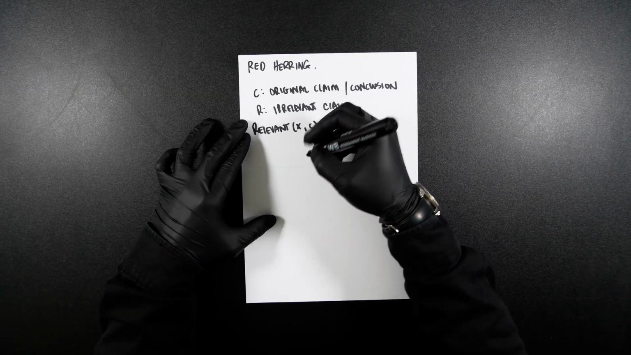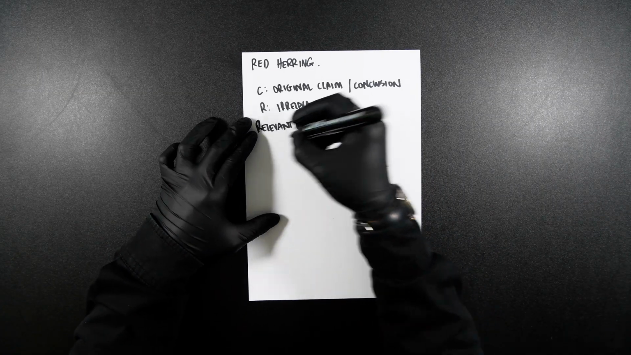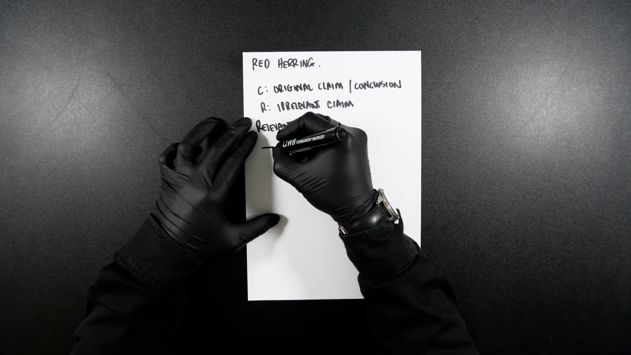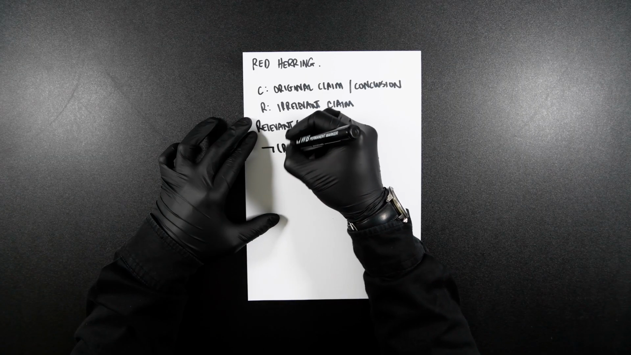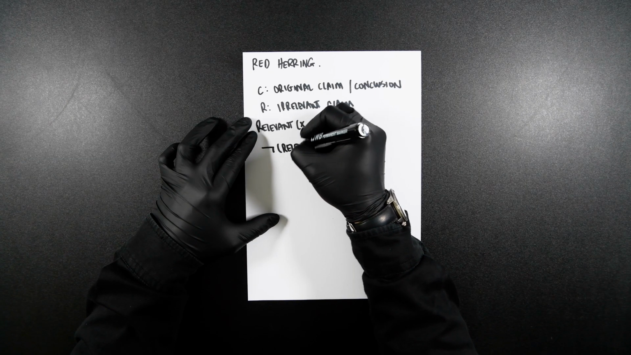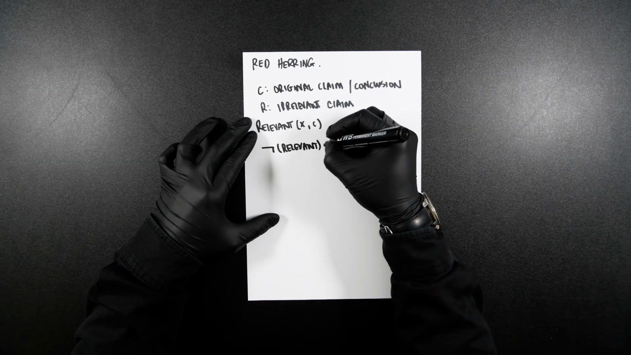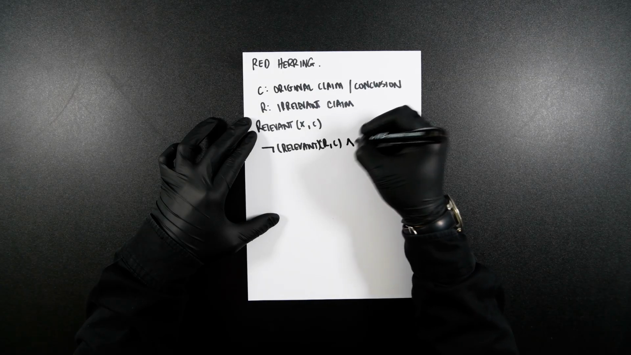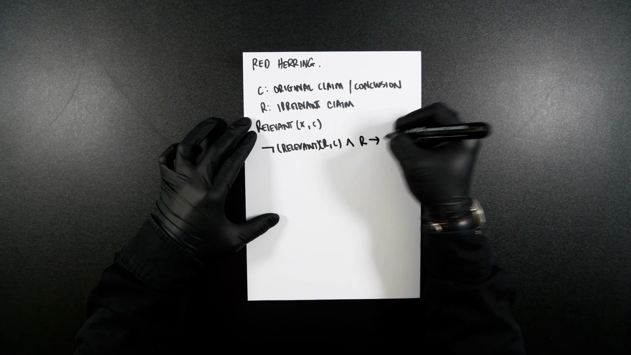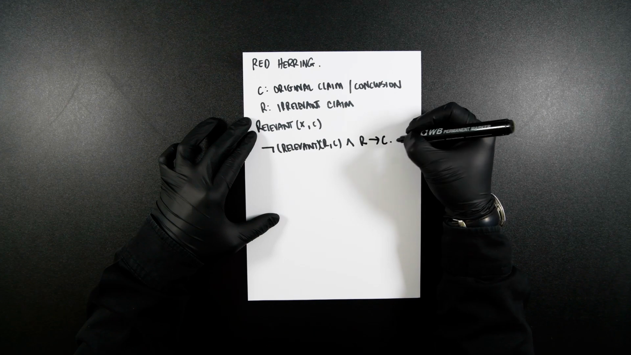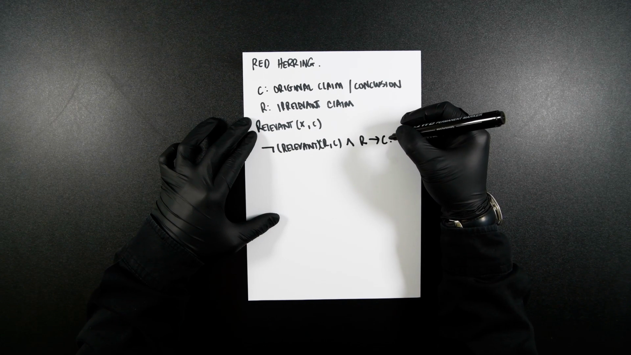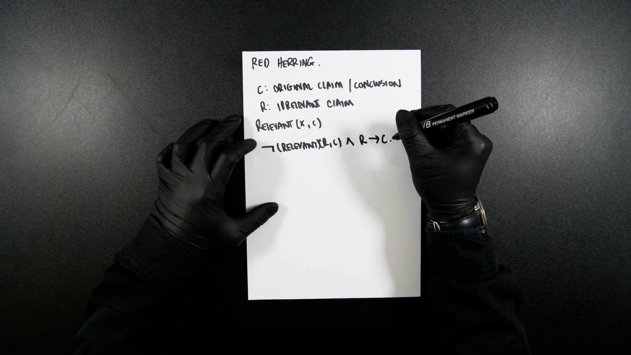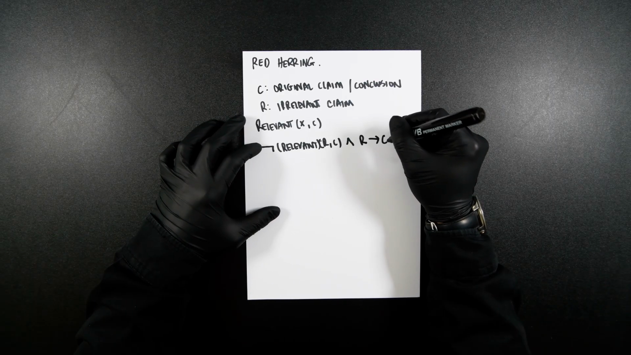So let's say the fallacy can then be symbolized as not Relevant(R, C), and R, therefore C. So this is a non sequitur. This argument doesn't follow logically.